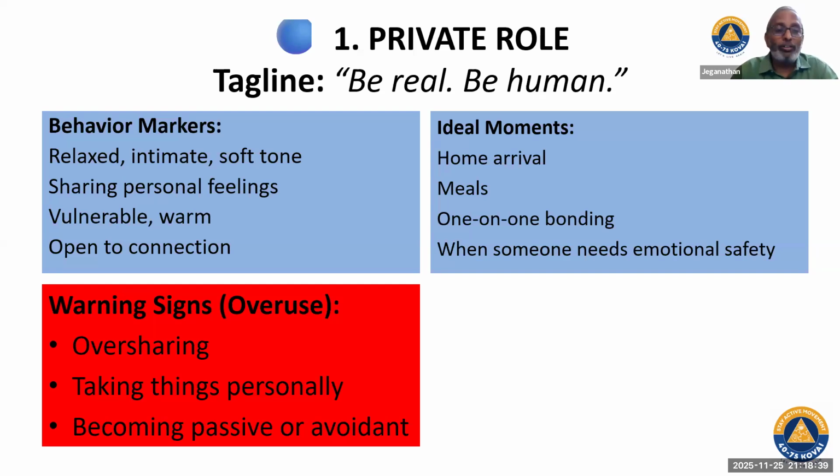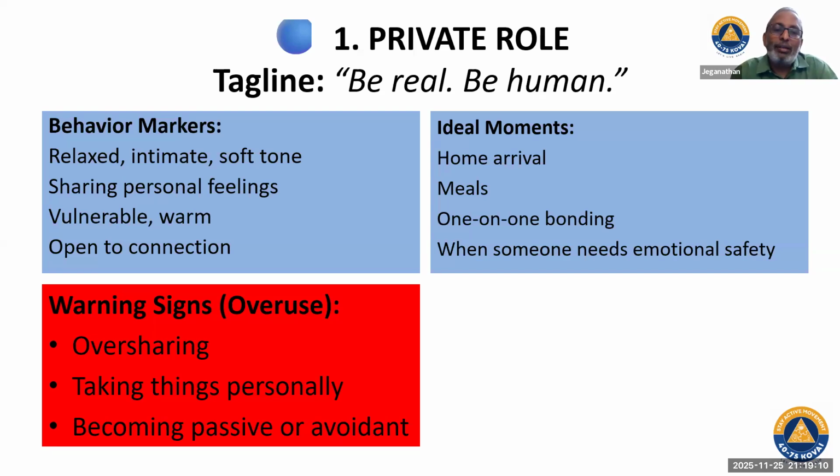Three major things: oversharing, taking things personally, becoming passive or avoidant. I'd like to read these three reasons again. Oversharing, going beyond the limit and sharing more; taking things personally when it has to be left as it is; becoming passive or avoidant. This passive by itself is a big domain.